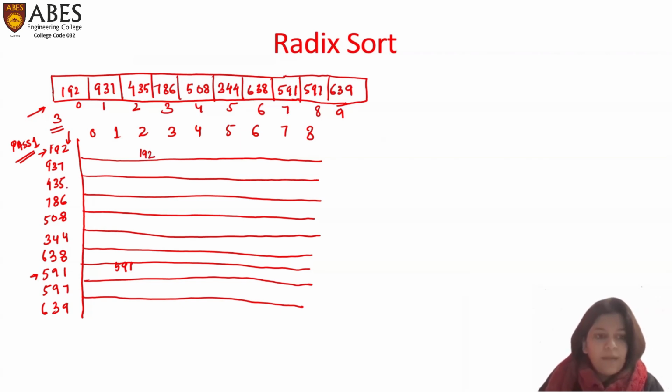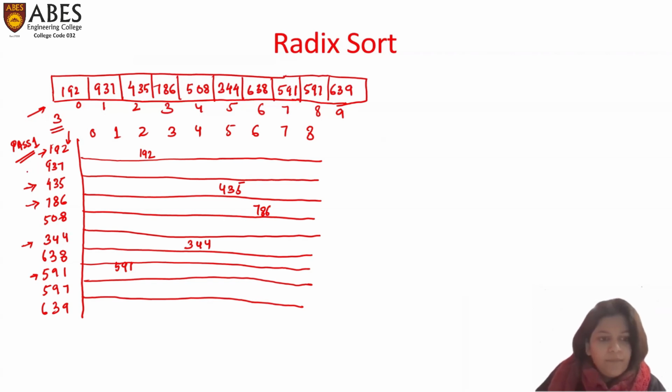Then we will look for any number having 3. No, there is no number. Then we will look for any number having 4. Yes, we have this number, 344. It will come in the 4 column, and we can write it over here, 344. Then we will look for numbers having 5 at the ones place. Yes, we have 435 here. We can write 435. And there's no other number. Then we will look for the numbers having 6 at the ones place. Yes, we have 786. So we can write down 786 over here.